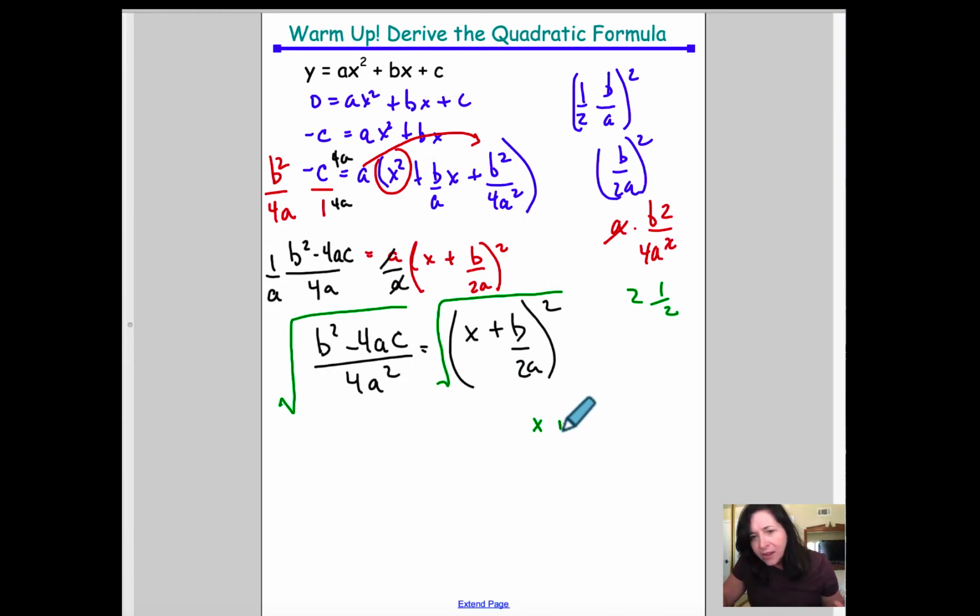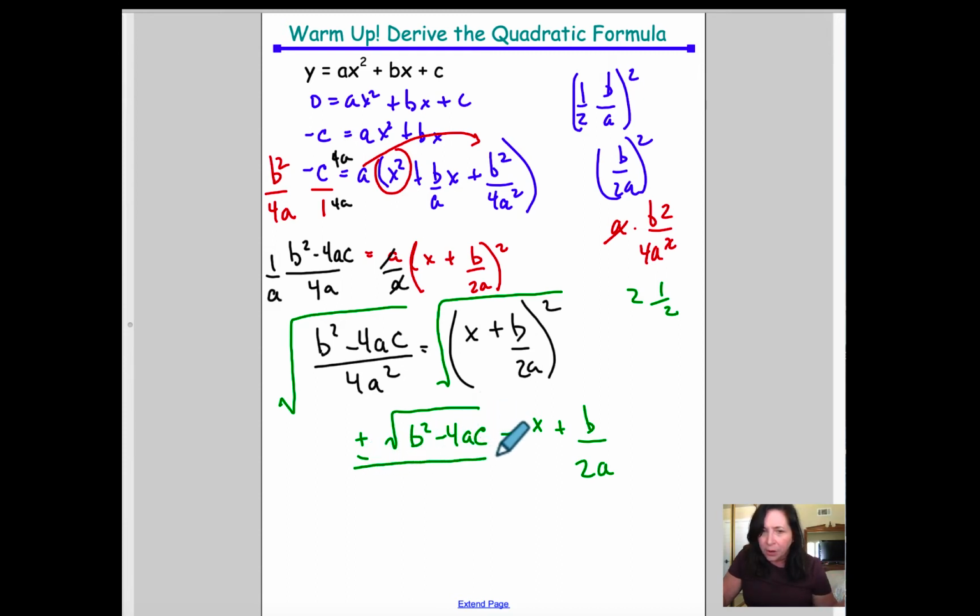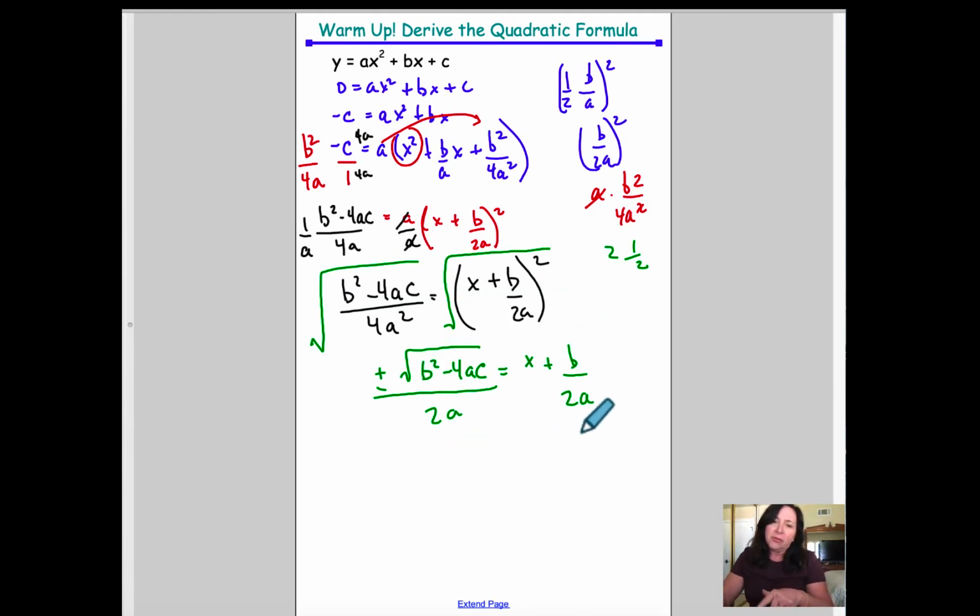So on the right, we have x plus b over 2a. On the left, we're going to split those up. We're going to get plus or minus here, the top part, which is the square root of b squared minus 4ac, and on the bottom part, we're going to get 2a. And then I'm going to move this b over 2a to the other side. It's positive here, so when I move it to the other side, it'll be a negative b over 2a plus or minus the square root of b squared minus 4ac all over 2a. And that equals x.